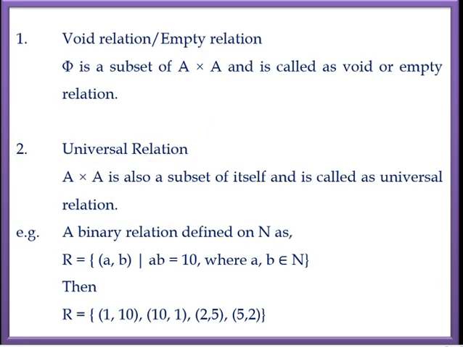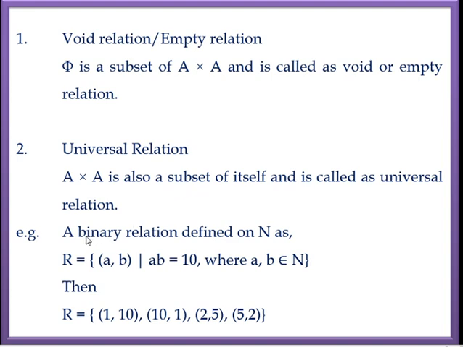Now all these concepts are very important. Void relation, that is, empty relation. Phi is a subset of A cross A and is called a void or empty relation. What is universal relation? A cross A is a subset of itself and is called the universal relation.